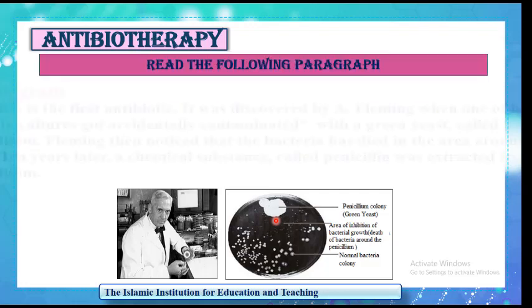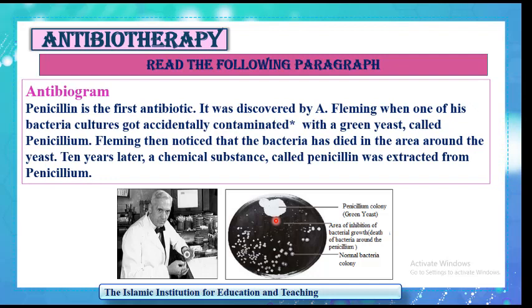Let us read this paragraph about antibiogram. Penicillin is the first antibiotic. It was discovered by Alexander Fleming when one of his bacteria cultures got accidentally contaminated with a green yeast called Penicillium. Fleming then noticed that the bacteria had died in the area around the yeast. 10 years later, a chemical substance called penicillin was extracted from Penicillium.